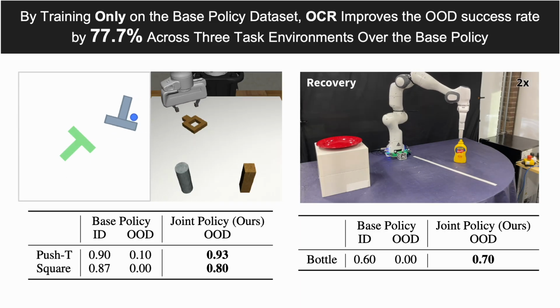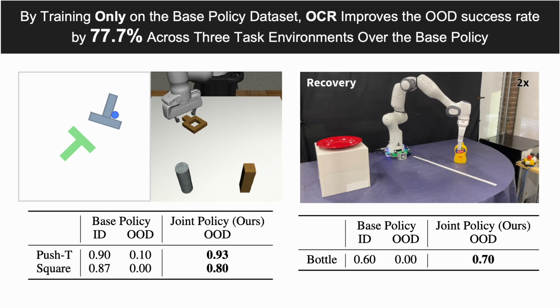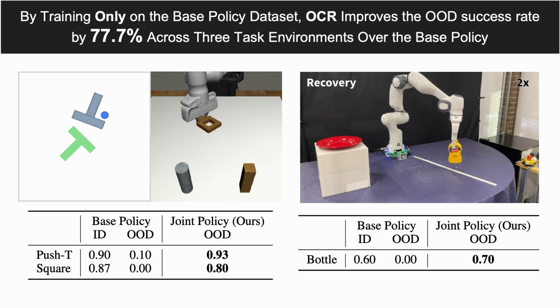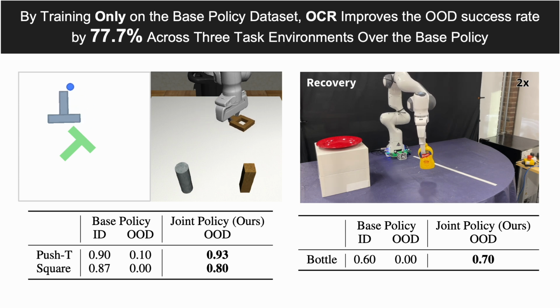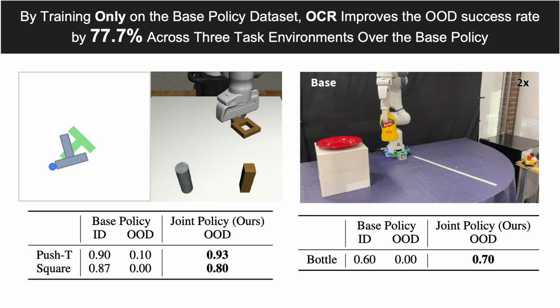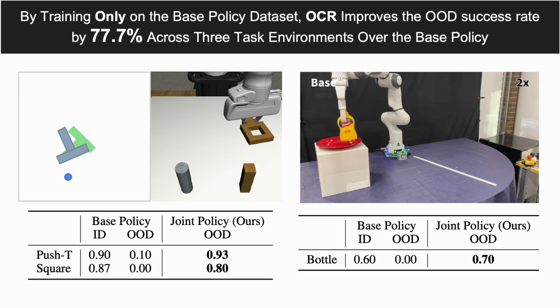In our experimental results, OCR demonstrated a significant improvement, enhancing the base policy's performance in out-of-distribution scenarios by 77.7% across the 3 task environments that we tested on.